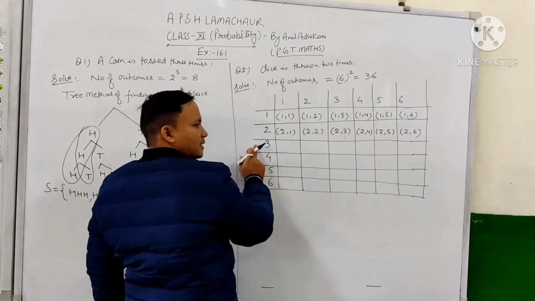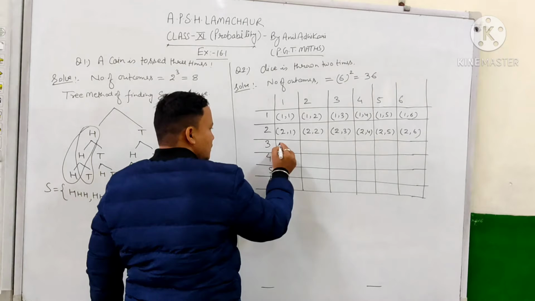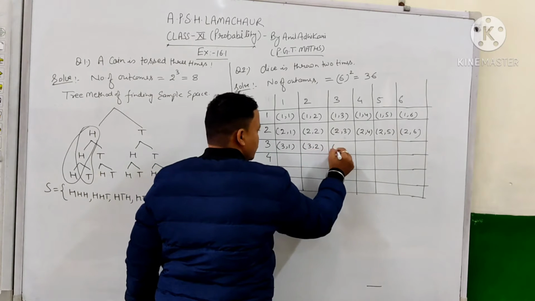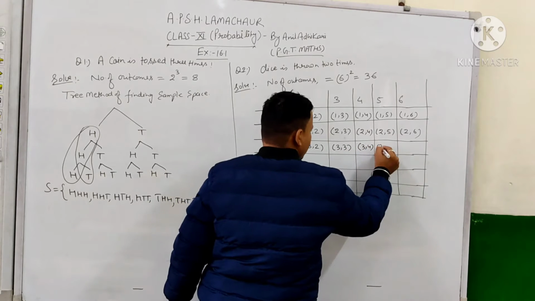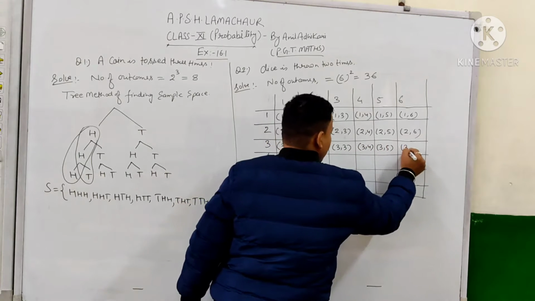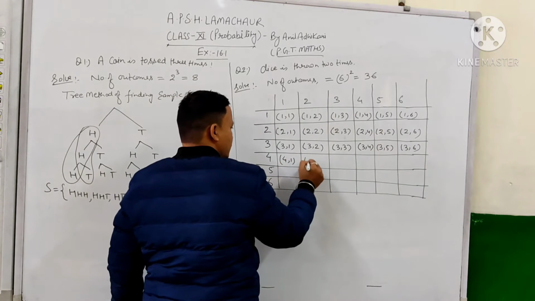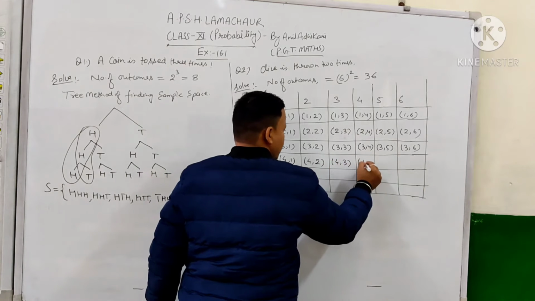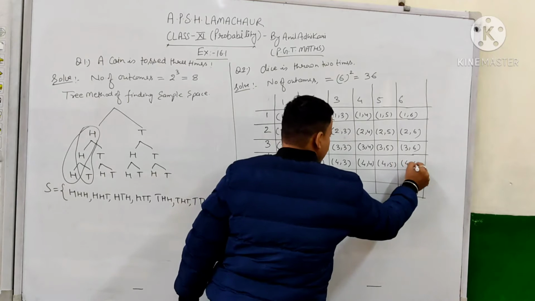In a similar manner, now we are going to associate this 3 with all these 6 numbers. So 3 1, 3 2, 3 3, 3 4, 3 5 and 3 6. Next 4 1, 4 2, 4 3, 4 4, 4 5 and 4 6.